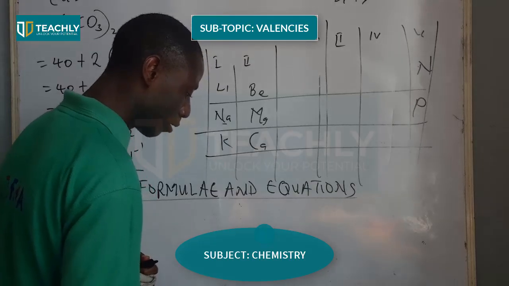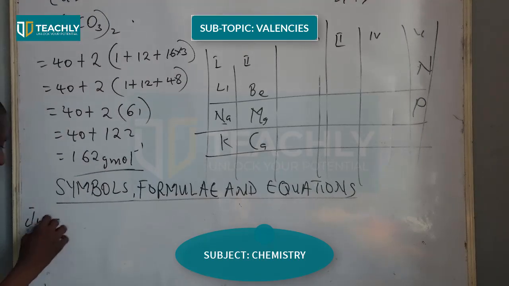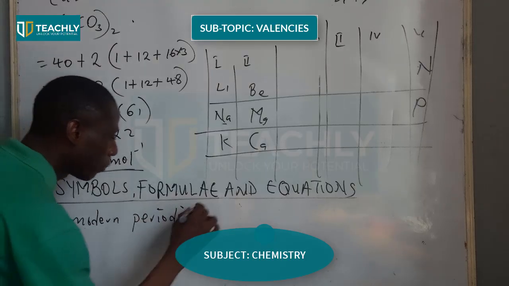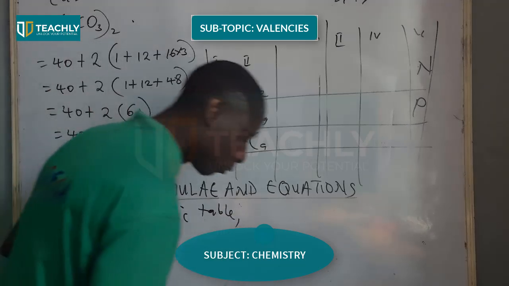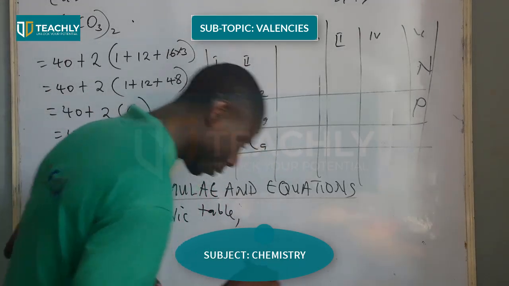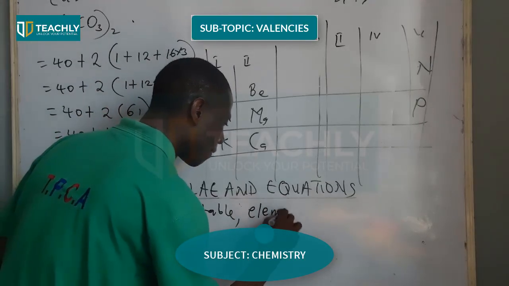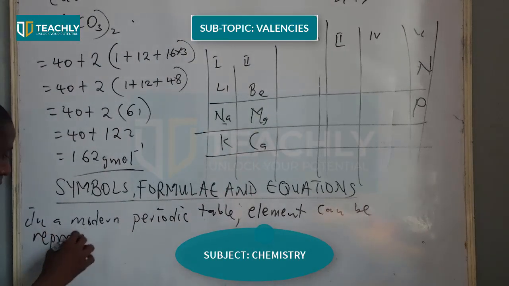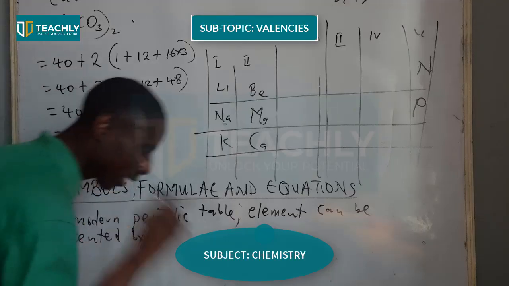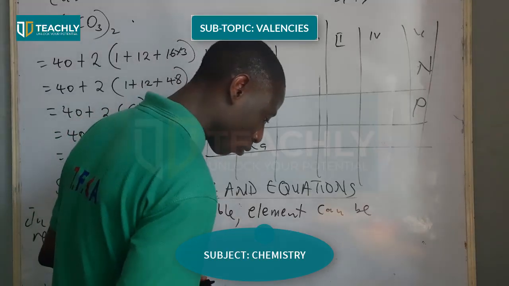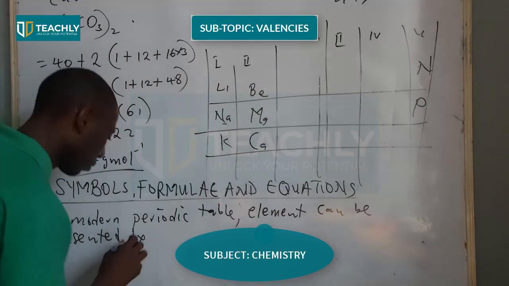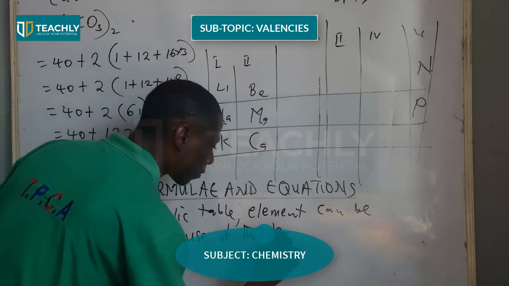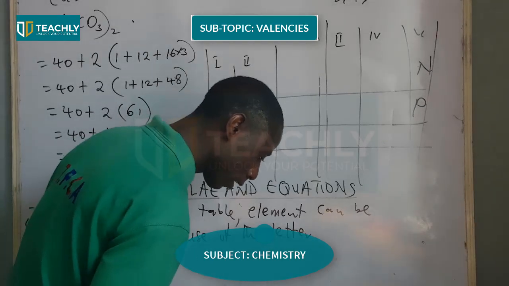So we can say that in a modern periodic table, elements can be represented by the use of letters.